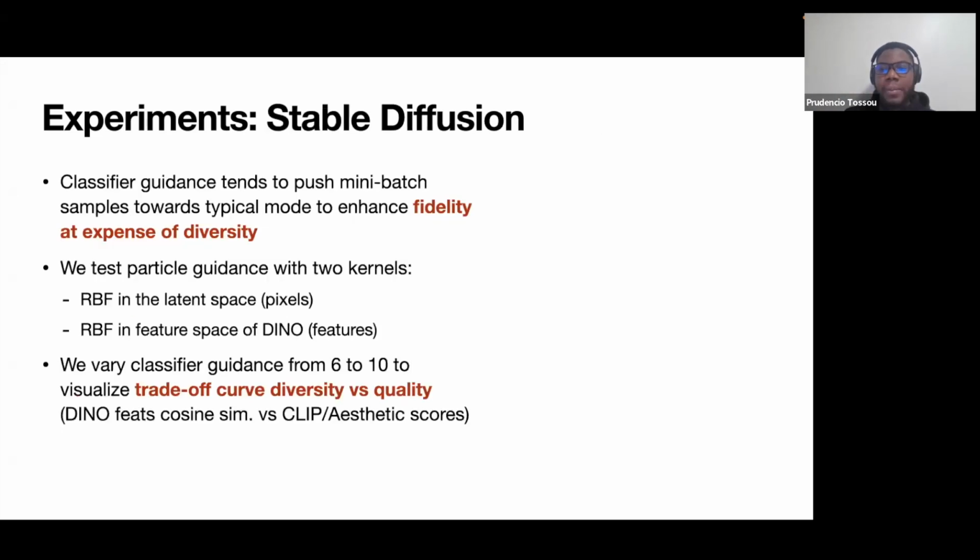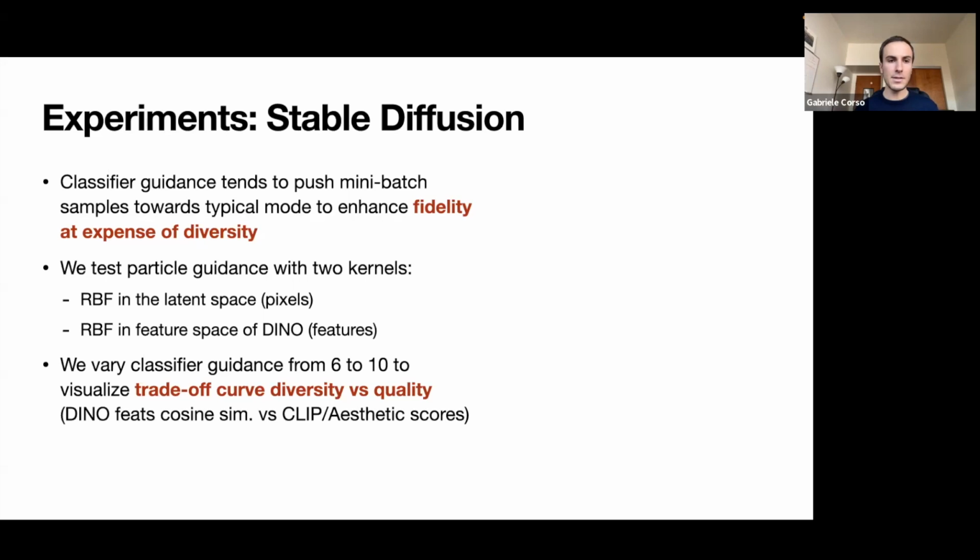Okay, perfect. Thank you. And so, let's look at some real experiments. The first set of experiments we will see is applying this to stable diffusion. I'm sure most of you are familiar with stable diffusion. This is text to image generation. And the way that stable diffusion works is that it uses classifier guidance, not particle guidance. You have a weight that you give to the classifier guidance, and the more you increase this weight, the more you increase the fidelity, but this comes at the expense of diversity.